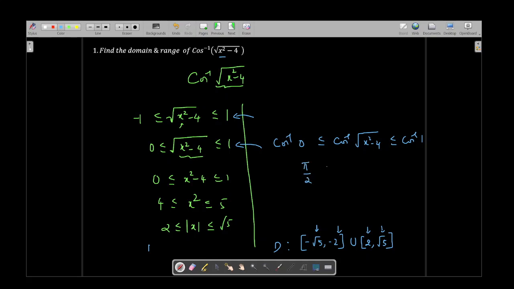Cos inverse of 0 is pi by 2, and cos inverse of 1 is 0. So the range is between 0 and pi by 2. I have to change this to greater than or equal to. So this is my range, 0 to pi by 2. Let's move on to the next problem.